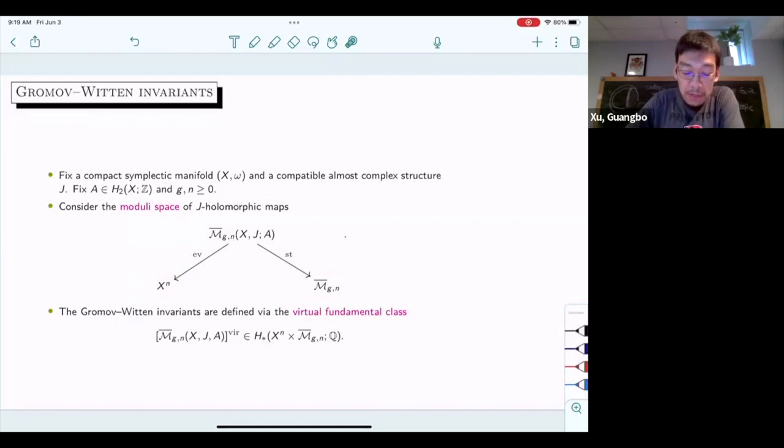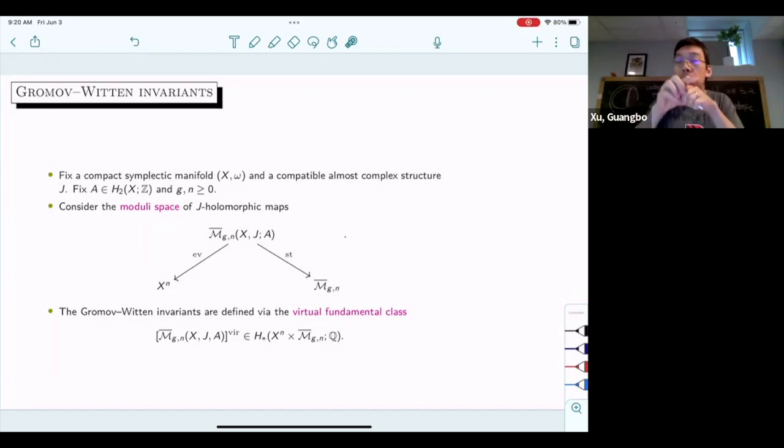The Gromov-Witten invariants in symplectic geometry are defined via the virtual fundamental class. We know that there are two parallel stories, one in algebraic geometry and the other in symplectic geometry, in which the definitions of the virtual fundamental class are very different. In symplectic geometry, the classical way is to construct some fundamental cycle which is not exactly contained in the moduli space, but close to the moduli space.